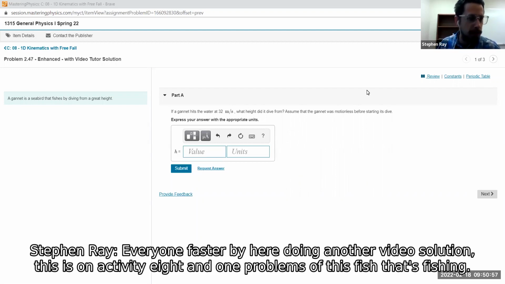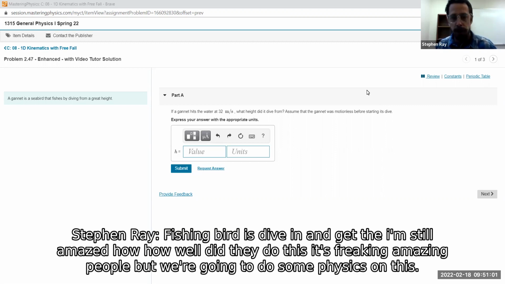One of the problems is about this fishing bird. It is diving and getting things. I'm still amazed. Like, how in the world did they do this? It's amazing, people. But we're going to do some physics on this.